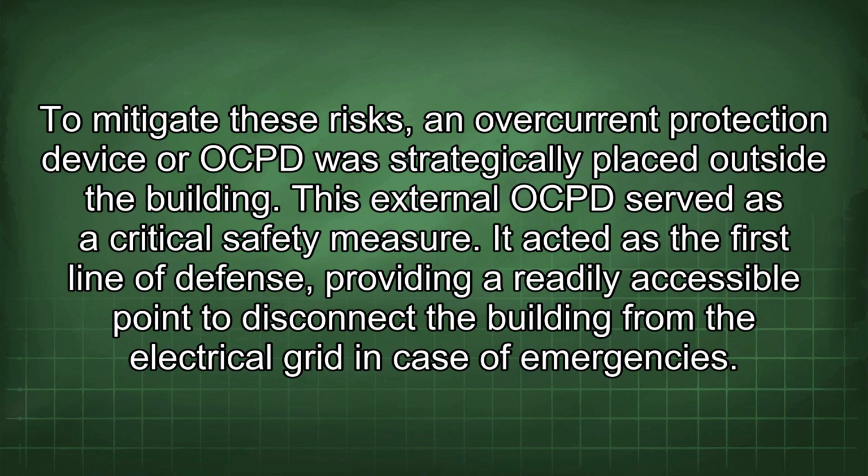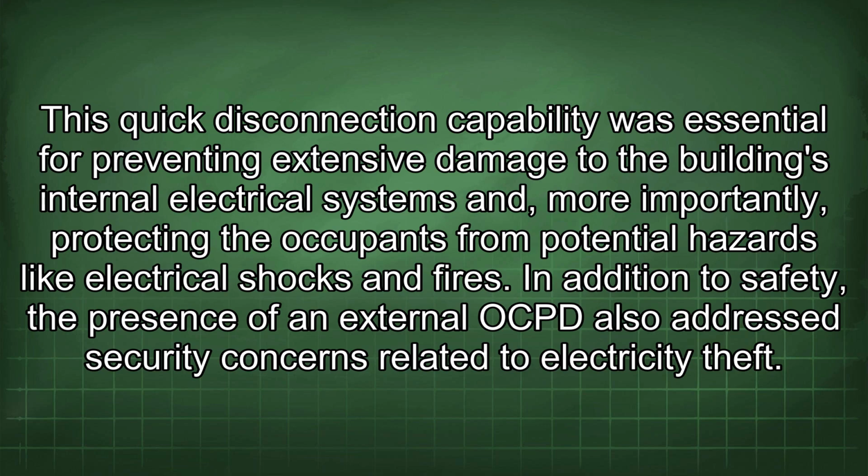This external OCPD served as a critical safety measure. It acted as the first line of defense, providing a readily accessible point to disconnect the building from the electrical grid in case of emergencies. This quick disconnection capability was essential for preventing extensive damage to the building's internal electrical systems and, more importantly, protecting the occupants from potential hazards like electrical shocks and fires.